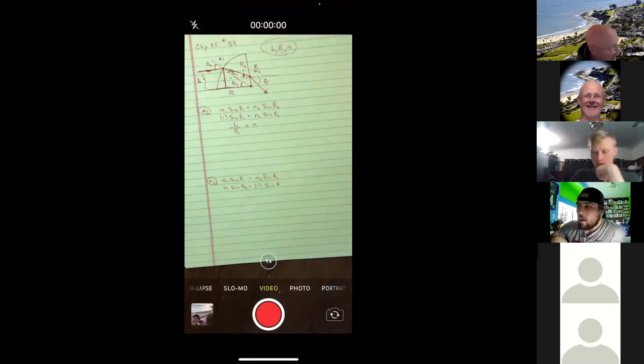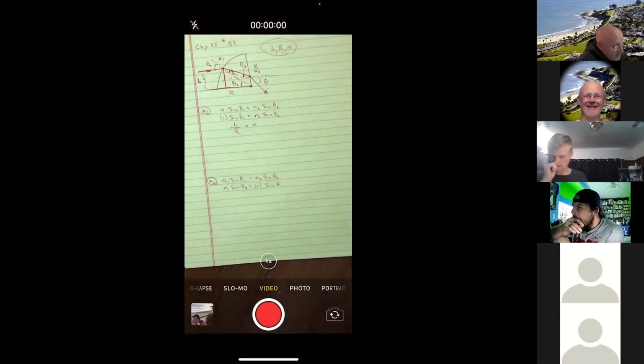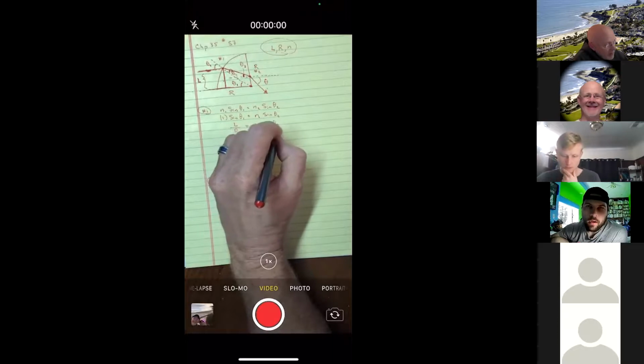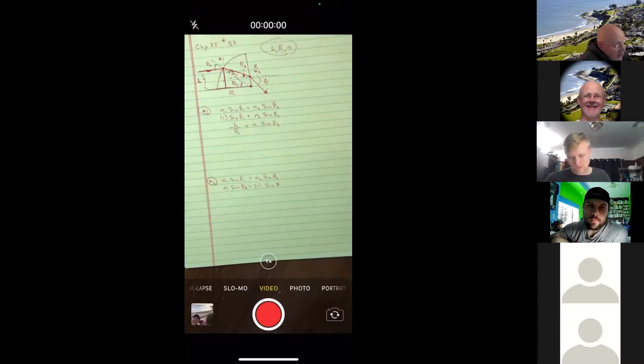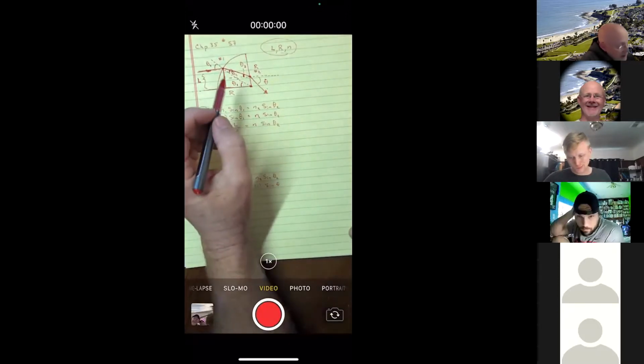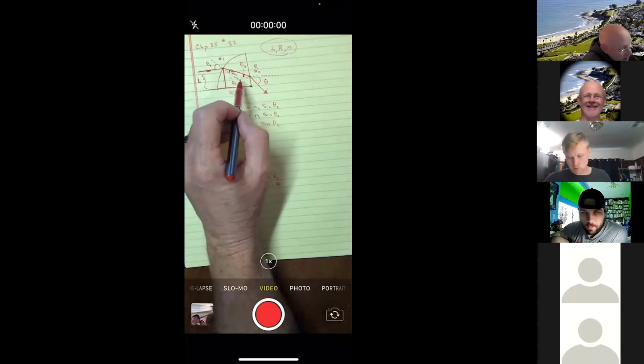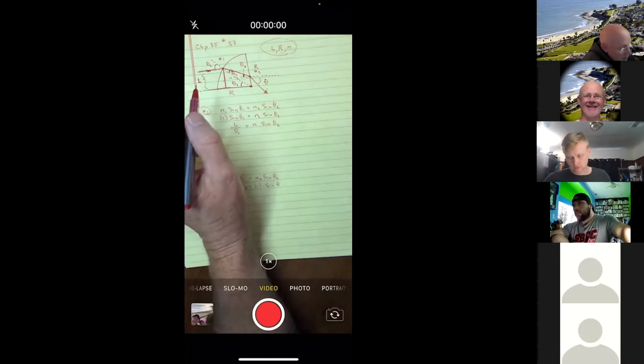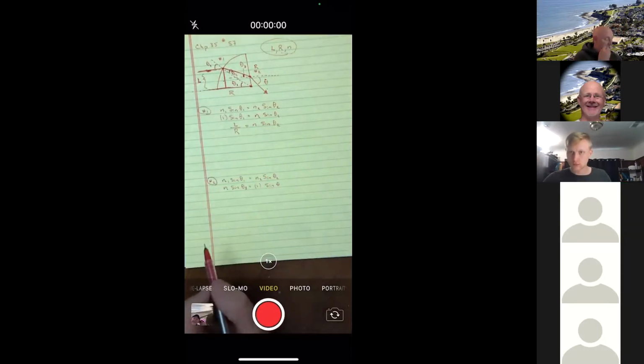Now, sine of theta 2. Let me hold off on that. I don't see anything worthwhile quite yet.